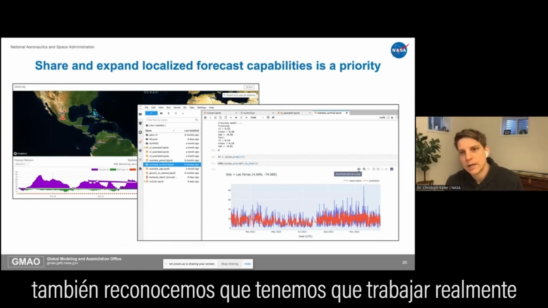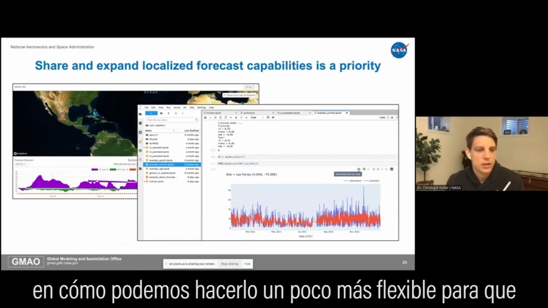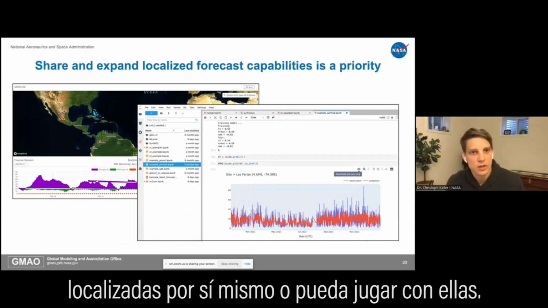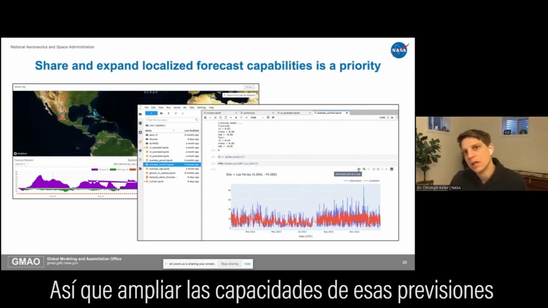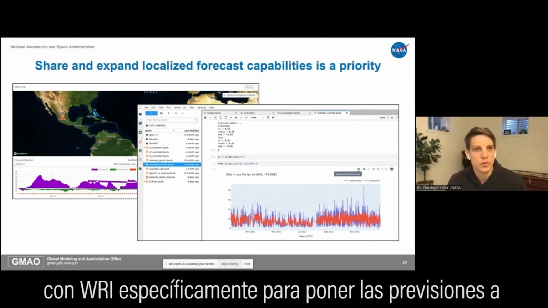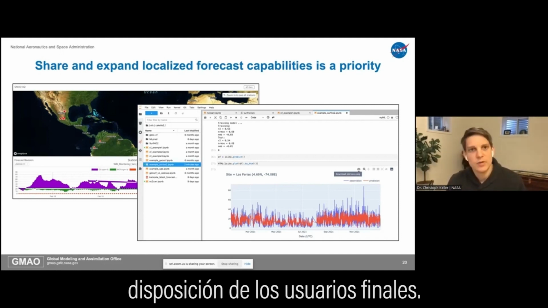But we also recognize that we have to really work on how we can make it a bit more flexible, so that maybe even the end user can develop those localized forecasts themselves or can play around with them and so on. So really expanding the capabilities of those localized forecasts is a priority, and we have been working with WRI specifically on making the forecasts available to the end users.